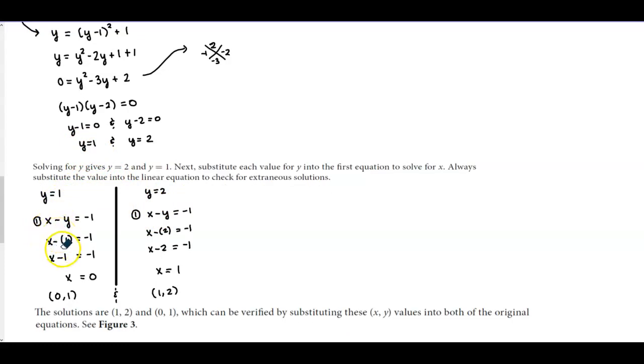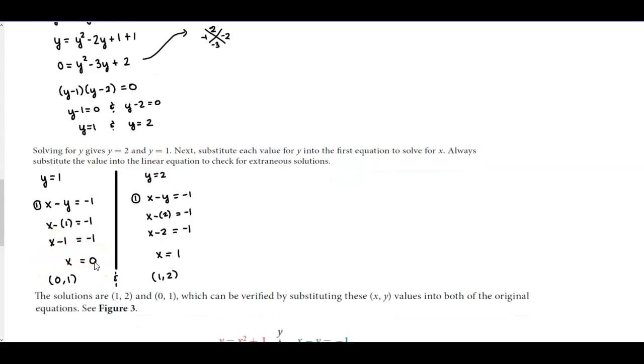So we get x minus 1 equals negative 1. If we add 1 to both sides, we get x equals 0. And so therefore, the y value is 1, and we got x to be 0. So our ordered pair there is 0, 1.